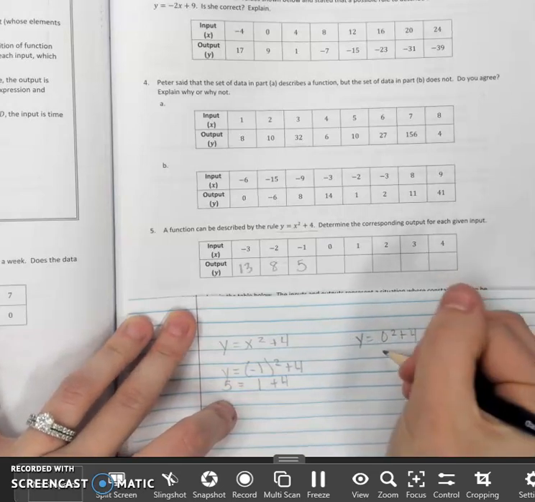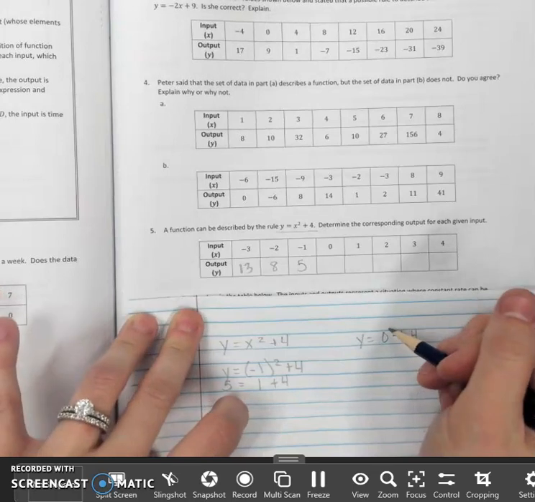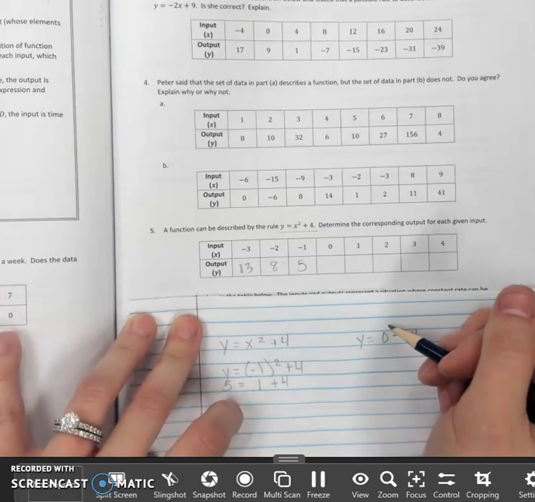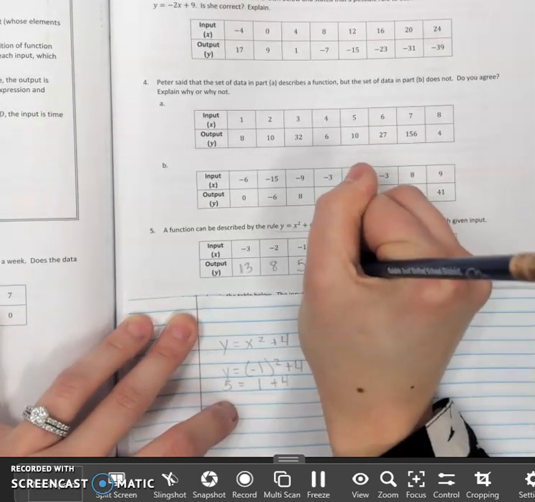So 0 squared is 0. This one's pretty easy because 0 times anything is 0. So 0 times 0 is 0. 0 plus 4 is a 4 right there.